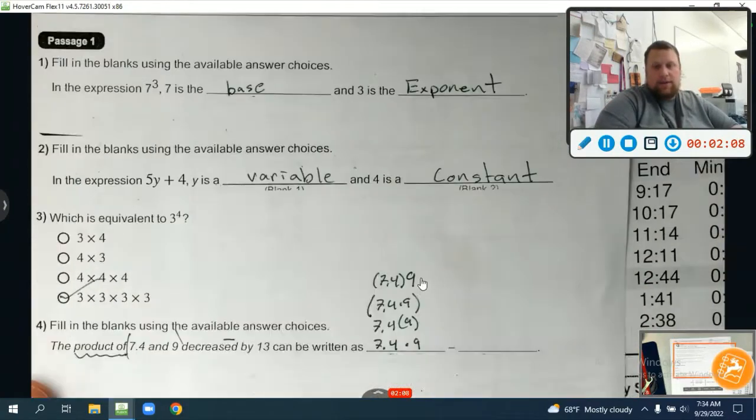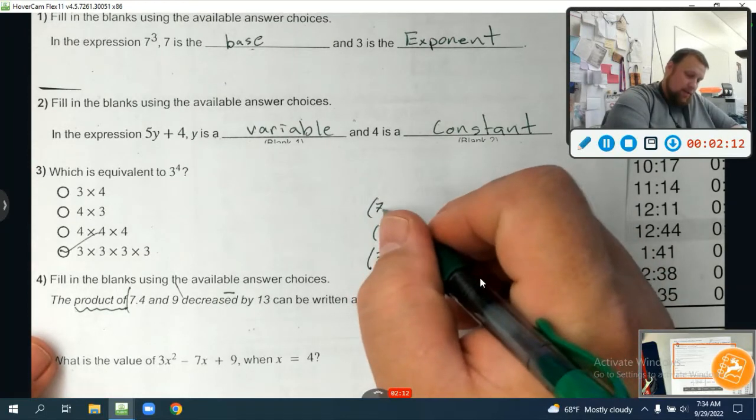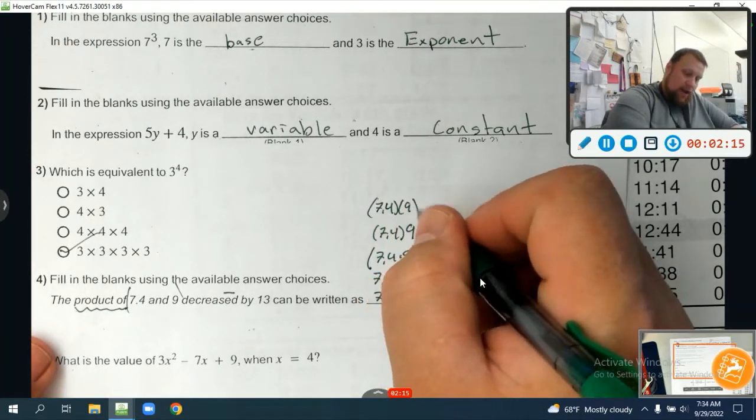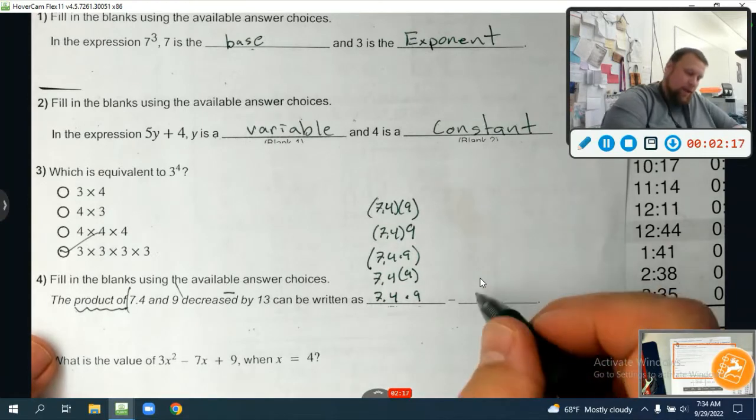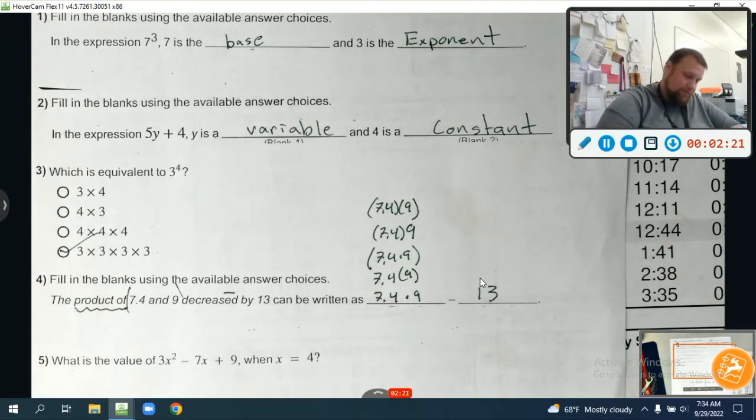Oh, you guys couldn't see this, sorry. I'm writing down all this stuff. Or you could put 7.4 times 9, however you want to do it. They all mean the same thing. And then minus 13. There's only one way to do that.